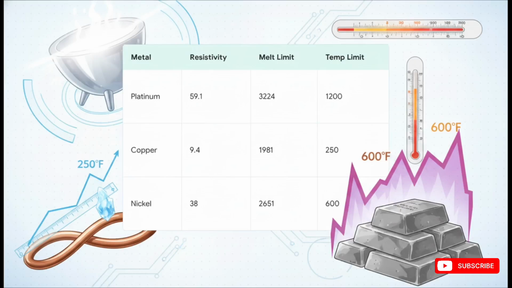And then there's platinum. Platinum is absolutely the undisputed gold standard here. It can handle continuous industrial operations up to 1200 degrees Fahrenheit. That is literally hot enough to melt aluminum. And it still maintains incredible stability and accuracy.